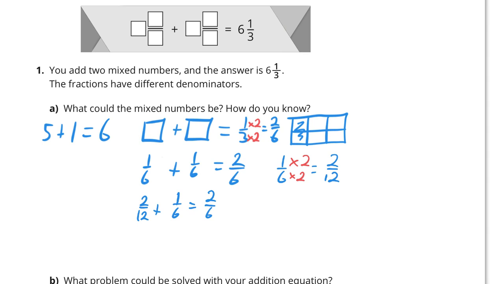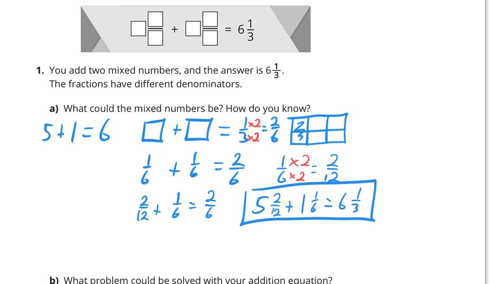And finally, let's put that together with the whole numbers that we got at first. So if we have 5 and 2/12 plus 1 and 1/6, we will come up with 6 and 1/3. And that is our answer.